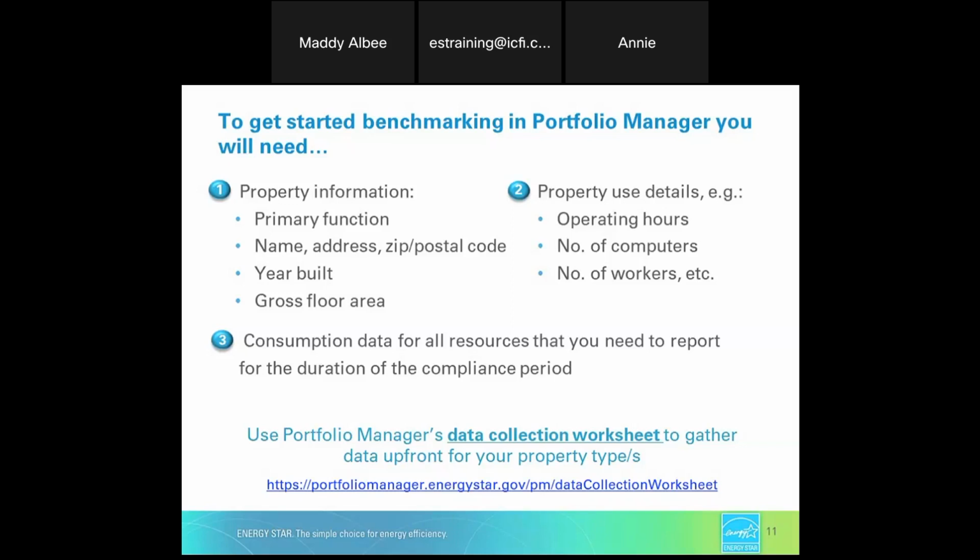If you're interested in generating the 1 to 100 Energy Star score, you will also need property use details listed under number 2 on the slide. These details are considered in Portfolio Manager to be really the drivers of energy use in buildings. They will change according to the property type you are entering, and Portfolio Manager will prompt you accordingly. The drivers of energy use in an office building, for example, could be operating hours and number of computers, whereas a hotel may have a number of workers and number of guest rooms, which an office space would not have.